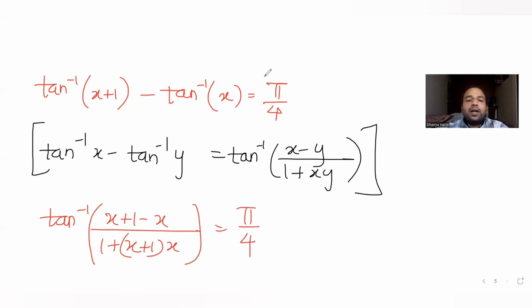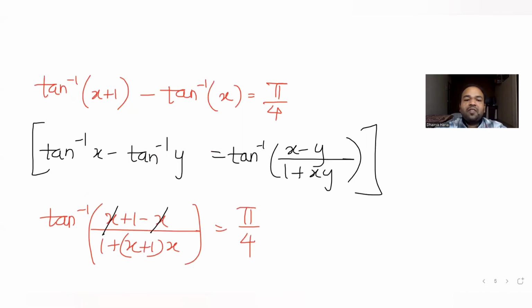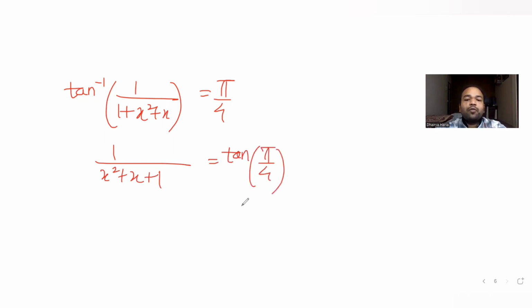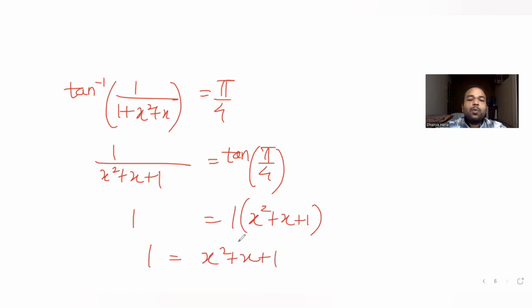So from here I understand this x and x gets cancelled out. After cancelling x, let's write down what we are left with. So you are left with tan inverse of 1 upon 1 plus, if I multiply that, you get x square plus x, is equal to pi by 4. If I take tan on the other side, it gives 1 upon x square plus x plus 1 is equal to tan of pi by 4, and tan of pi by 4 we know is equal to 1. So 1 is equal to x square plus x plus 1. Then the 1 goes on the other side, becomes minus 1 and 0.